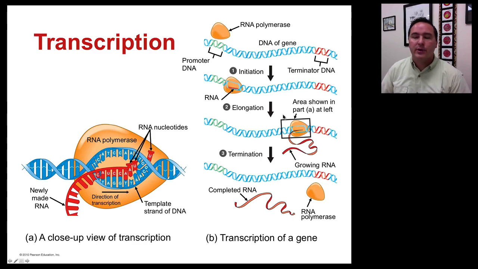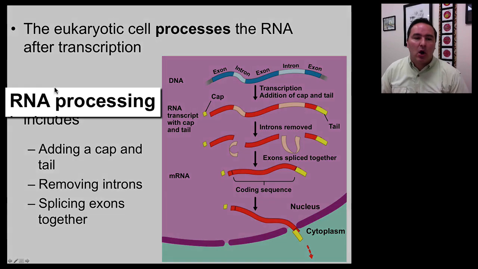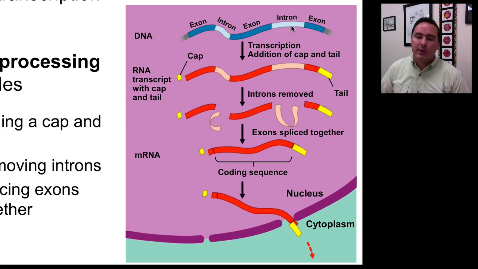The three words that we use for this process are initiation, where it binds and starts to move, elongation as it goes all the way along the gene, and termination when it finally lets go of the DNA. And that's the process of transcription. Now in eukaryotes, there's one other thing that needs to happen, and that is called RNA processing. So here's the DNA. We go through and do the transcription and we get this RNA product.